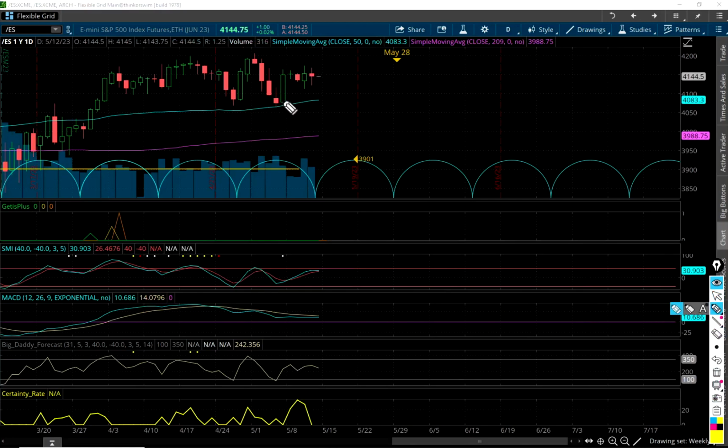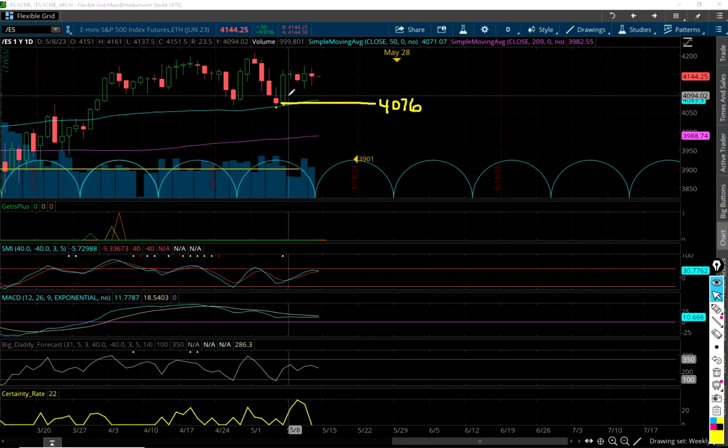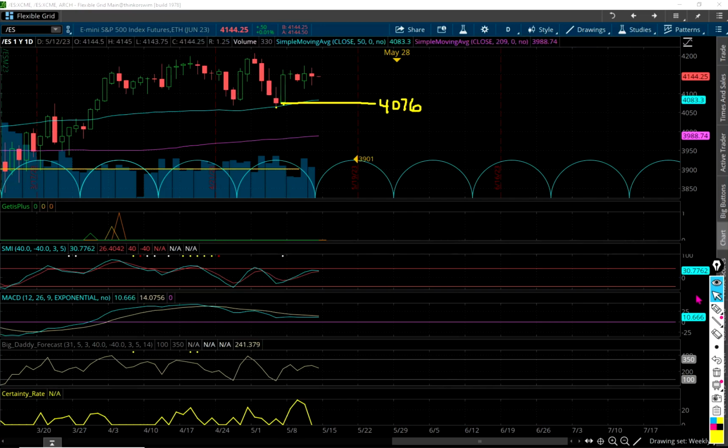So I'm just looking at the bottom of either this red candlestick right here or this green candlestick. These are natural support areas, guys. So I'm just going to go with this one right here. I know because I've been looking at this chart for quite a while. That's 40.76. Yeah, the low there is 40.76.